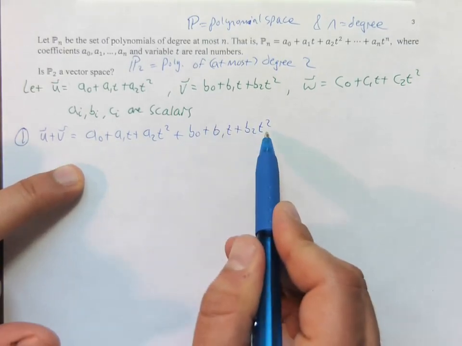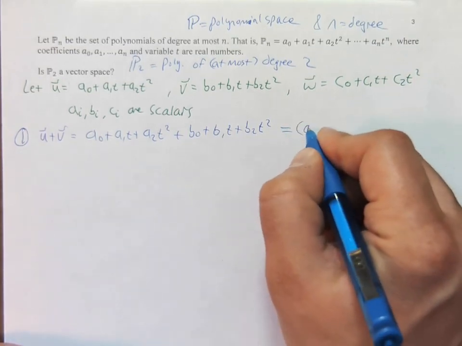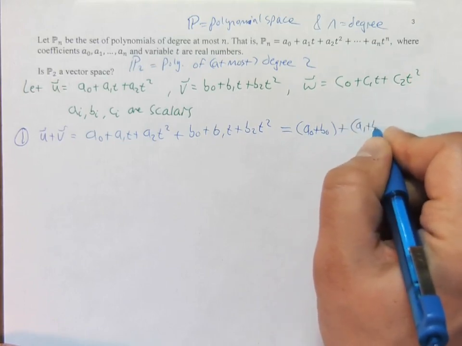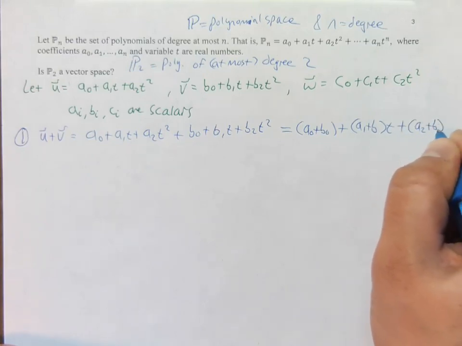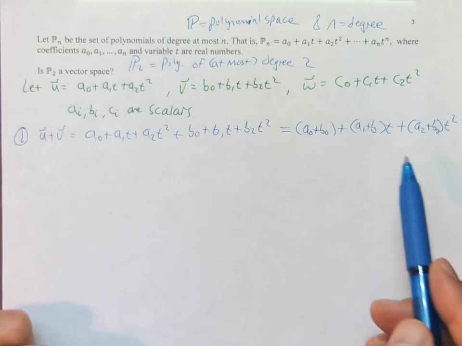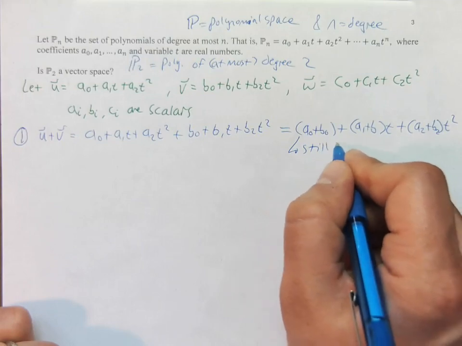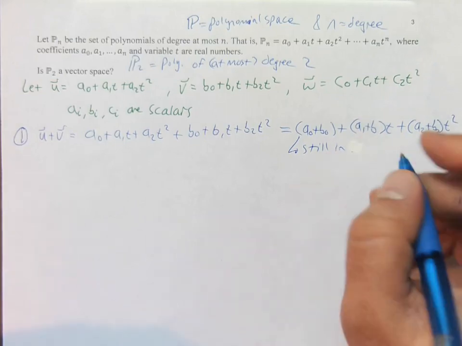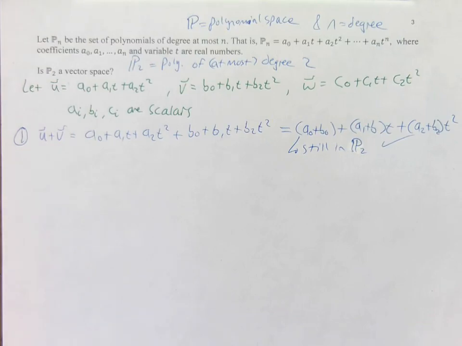Well, the biggest power is still a square, and we can see that even better by regrouping things together. There's our constant term, we could group the t terms together, and then the t squared terms together. Look, this is still a degree 2 polynomial. So this is still in, oops, not R, it should be P2. And so check, we showed that one. We added 2 arbitrary degree 2 polynomials and it stays a degree 2 polynomial.